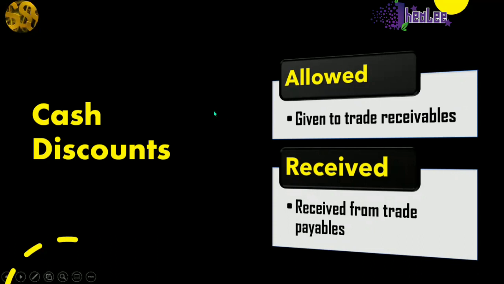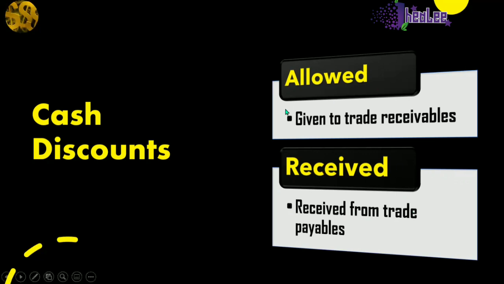Discount allowed is an expense. So therefore, on the left side, which is the receipt side, we record discount allowed in the cash book. And discount received, which is a revenue, and it carries a credit balance, is recorded on the credit side of the cash book.